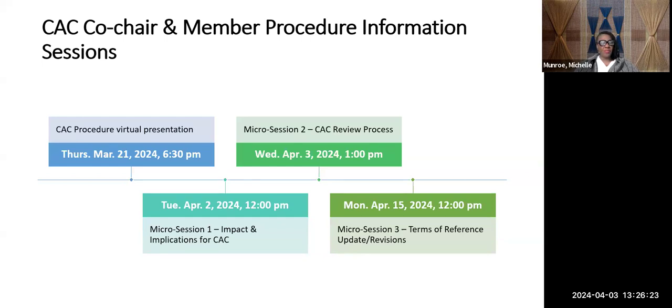And then on April 15th, I'll be hosting another micro session that will be looking at the terms of reference, updates, and revisions. This one was specifically required because one of the core impacts and implications of the new procedure is that every community advisory committee will be required, if they've not started doing so, to revise their terms of reference to align with the new procedure.